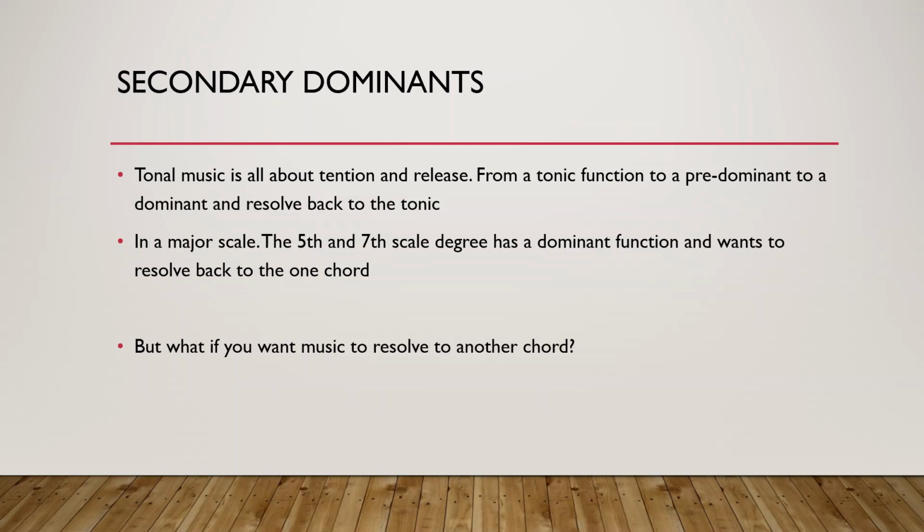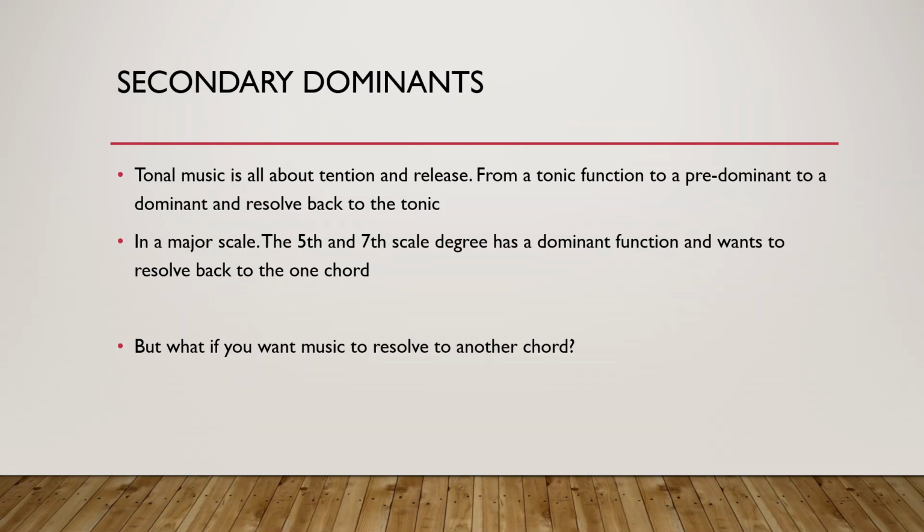So in tonal music, it's all about tension and release. Tonal music is when we have a tonal center. When we go from 5 to 1, that means we have a sense of tonality. From a tonic function to a predominant to a dominant and resolves back to the tonic, which is our 2-5-1 progression or our 4-5-1 progression. Both of these progressions go from predominant to dominant to tonic.